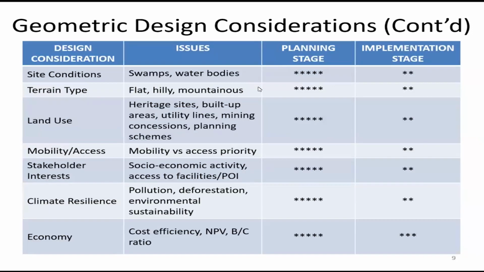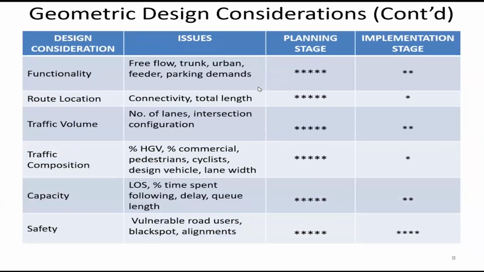At the planning stage, design considerations are the focus of today's presentation. So I would like to go back to the previous table. So this is what we were looking at. The first column is the considerations themselves. The second column are the issues emanating out of these considerations. The third column is the weighting at the planning stage. And the last column is the weighting of this design consideration at the implementation stage.